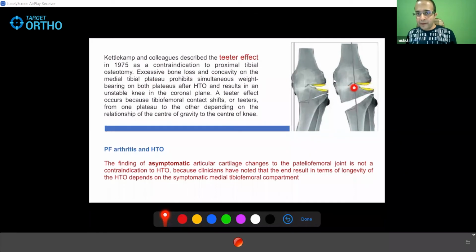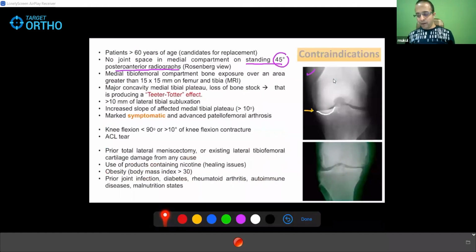So here a defect has come, like this. Now when you walk, there are two cavities, so there cannot be simultaneous weight bearing. Now that teetering tottering will come. This is the teeter totter effect given by Castle-Camp. So this is again a contraindication, that concavity on the tibial plateau.